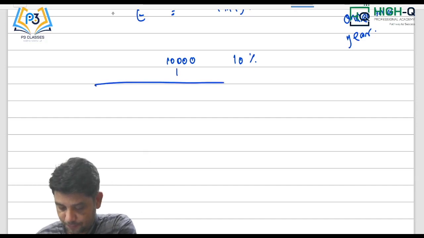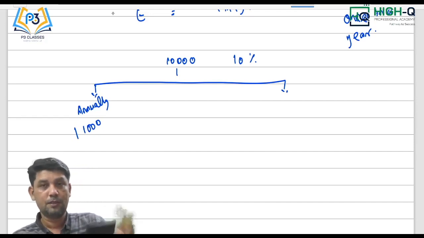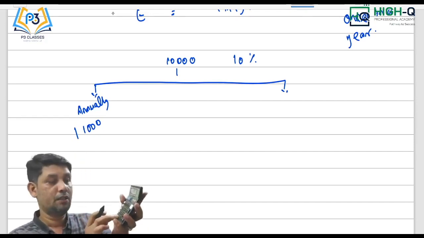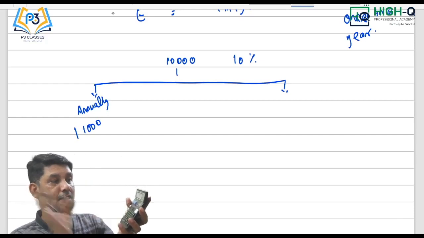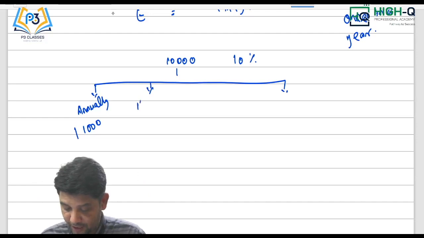See, if they calculate annually, you would have got 1,000 rupees as interest. That is 11,000 rupees. You know how to do it. Simply what you'll do, sir, 10,000 plus 10%. That's it, 11,000 rupees. But when they calculate half yearly, just check what happens.